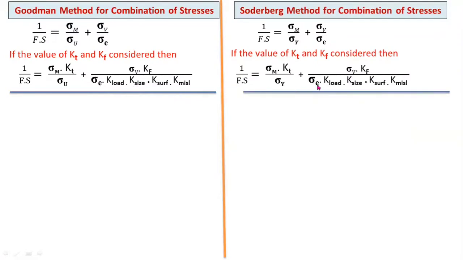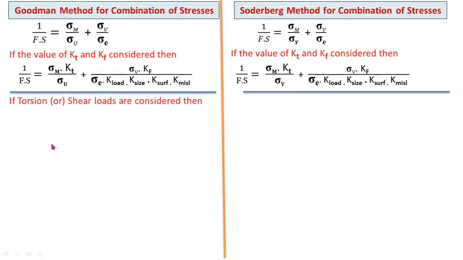From these two formulas, you can observe clearly the main difference between Goodman method and Soderberg method is ultimate stress and yield stress. Goodman's method is mainly designed based upon ultimate strength. The Soderberg method is mainly designed based upon yield stress.